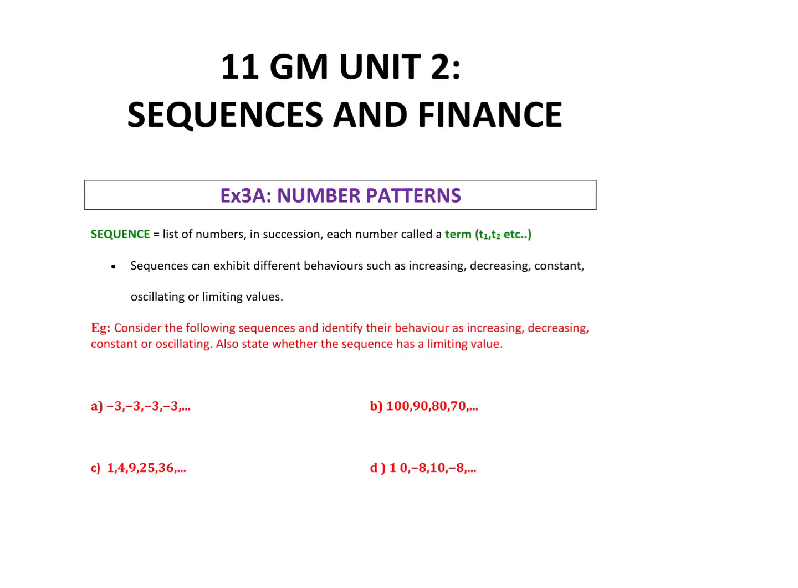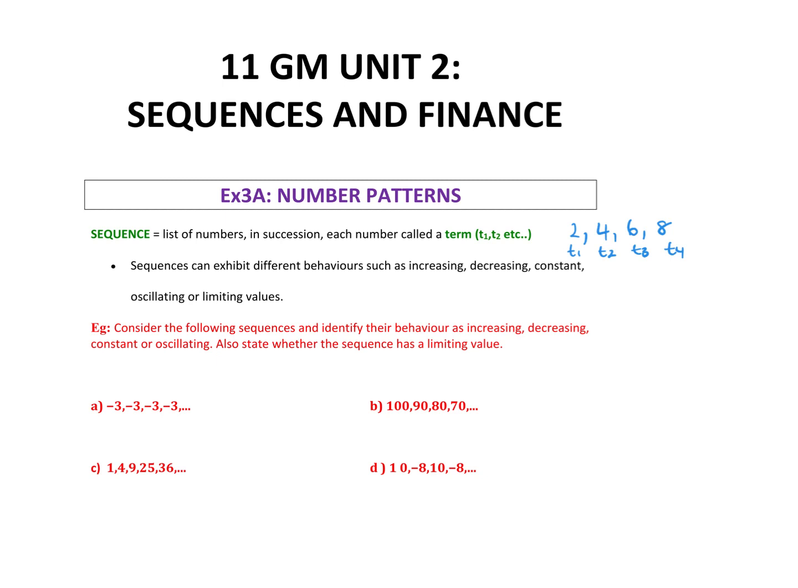Okay, so the topic we're talking about is sequences and finance. So what is a sequence? A sequence is a list of numbers in succession, and each number is called a term. For example, you could have 2, 4, 6, 8. So that's a sequence, yeah? We've got a list of numbers going up one after the other. We call these T1, T2, T3, T4. So that's the fourth term in the sequence that I've listed there.